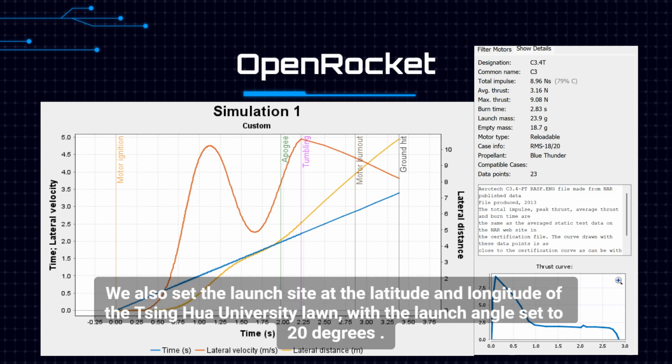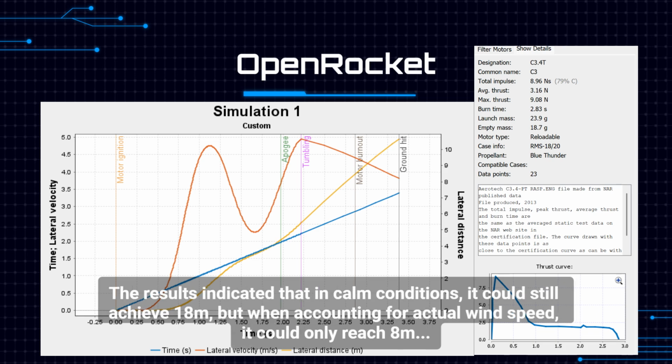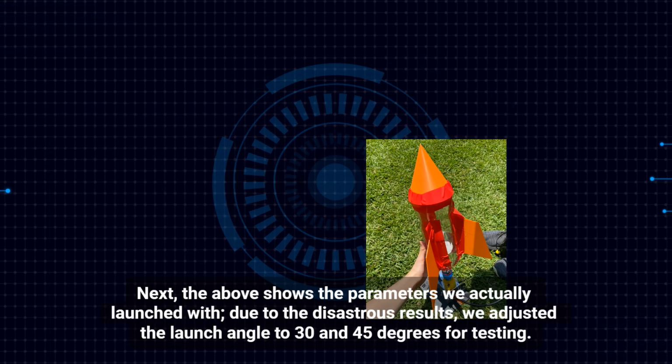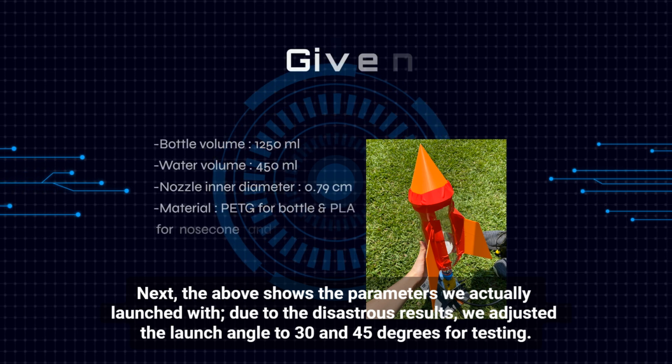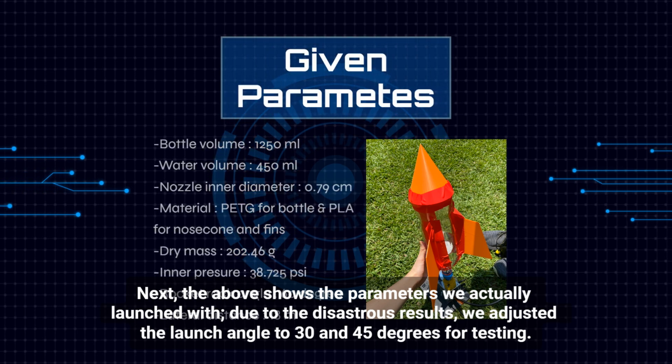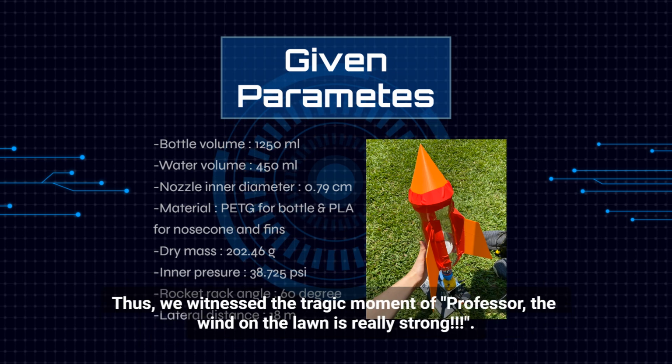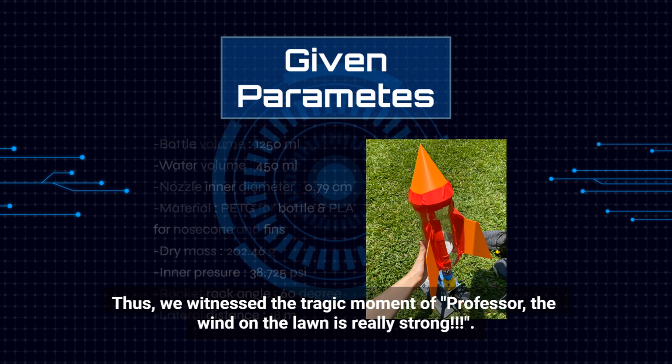We also set the launch site at the latitude and longitude of the Tsinghua University lawn, with the launch angle set to 20 degrees. The results indicated that in calm conditions, it could still achieve 18 m, but when accounting for actual wind speed, it could only reach 8 m. Next, the above shows the parameters we actually launched with. Due to the disastrous results, we adjusted the launch angle to 30 and 45 degrees for testing. Thus, we witnessed the tragic moment. Professor, the wind on the lawn is really strong.